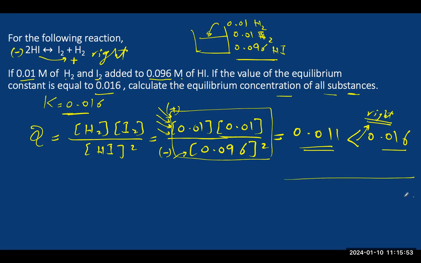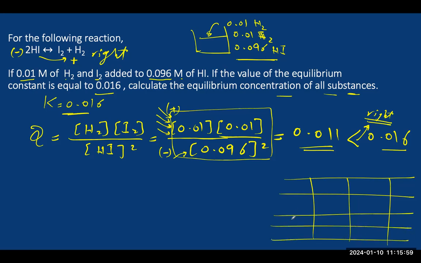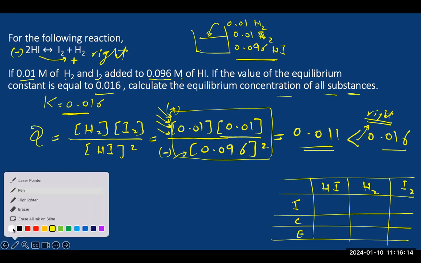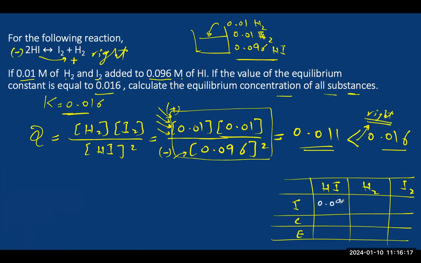Now we can start using the ICE table, because the direction the reaction shifts gives you exactly the sign of the change, positive or negative. So this is ICE, this is HI, this is H2, this is I2. What are the initial concentrations? For these: 0.096, 0.01, 0.01. Let's come to the change. This is the most important part. We decided that the reaction will shift to the right. It means the products will increase and the reactant will decrease. So the change in the reactant will be negative and for the products positive.